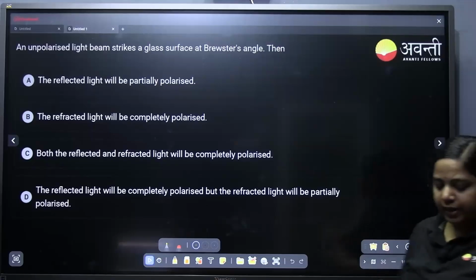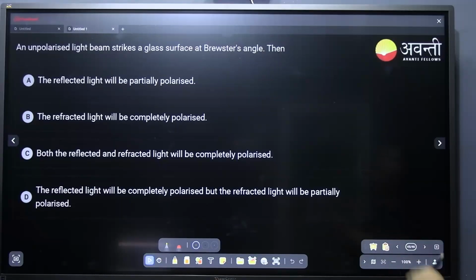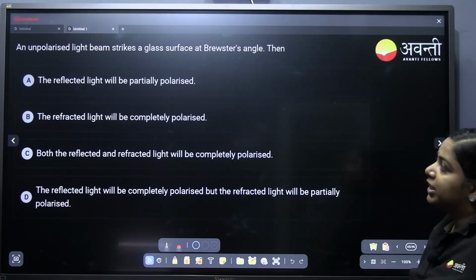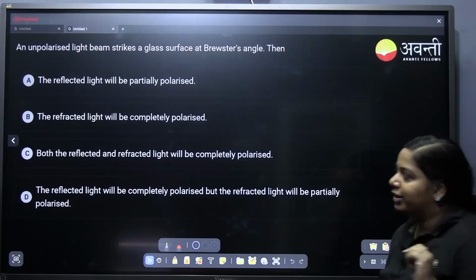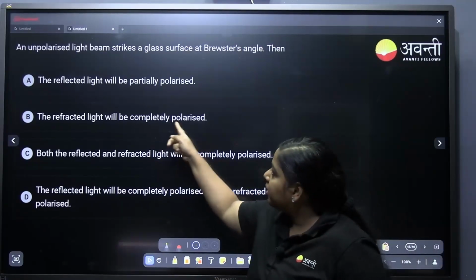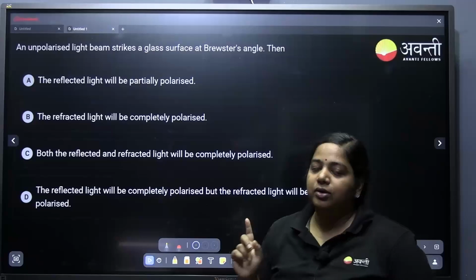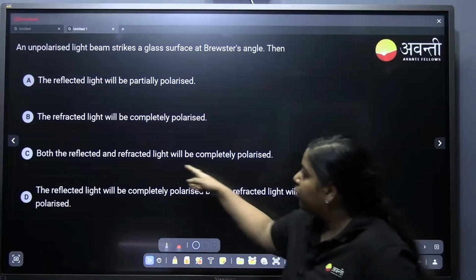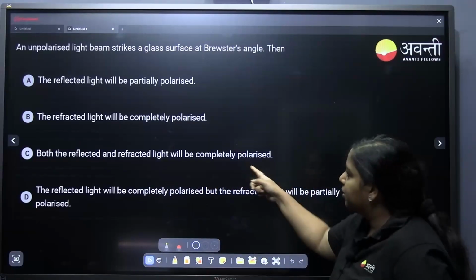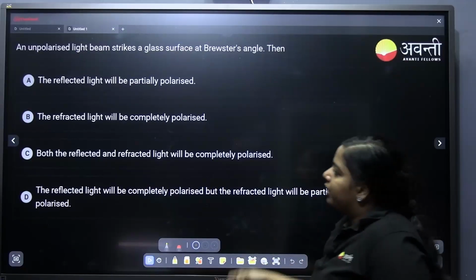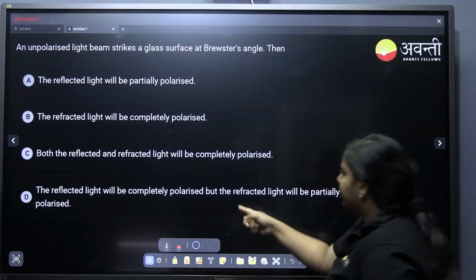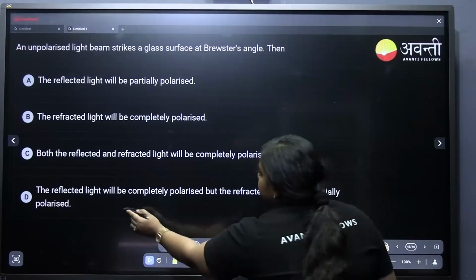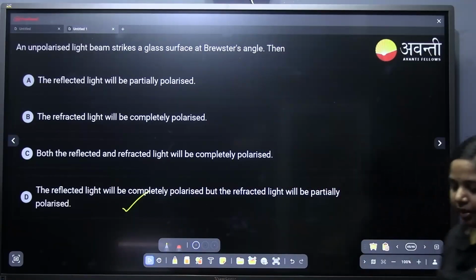Last question for today. An unpolarized light beam strikes a glass surface at Brewster's angle. Then reflected light will be partially polarized? No, it will be fully polarized. Refracted light will be completely polarized? No, because it is partially polarized. Both the reflected and refracted light will be completely polarized? No. Reflected light will be completely polarized, and refracted light will be partially polarized. This is the answer. Okay.